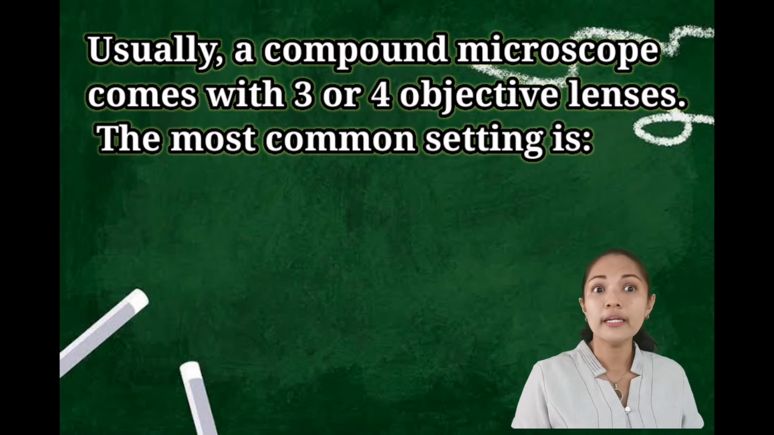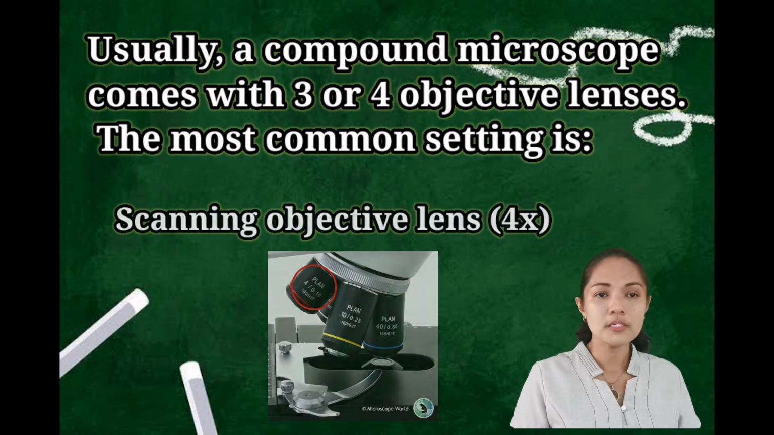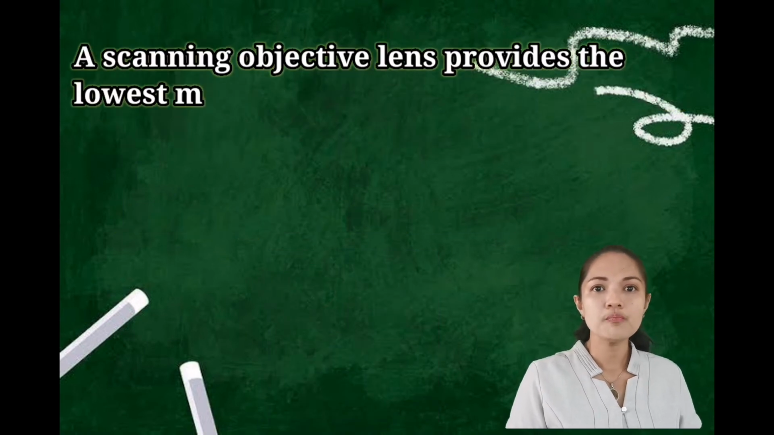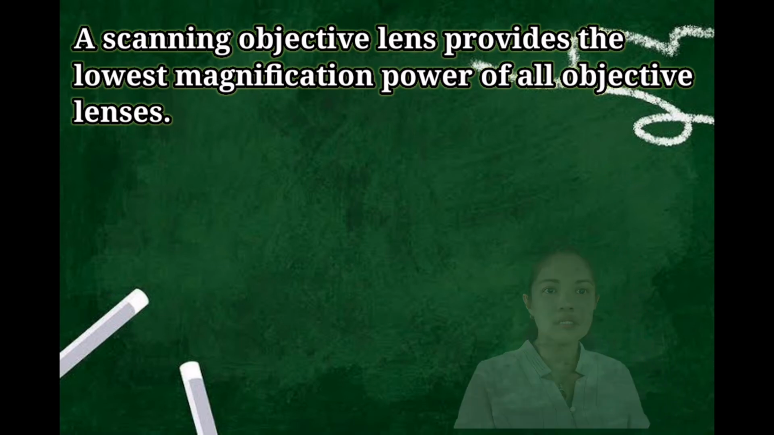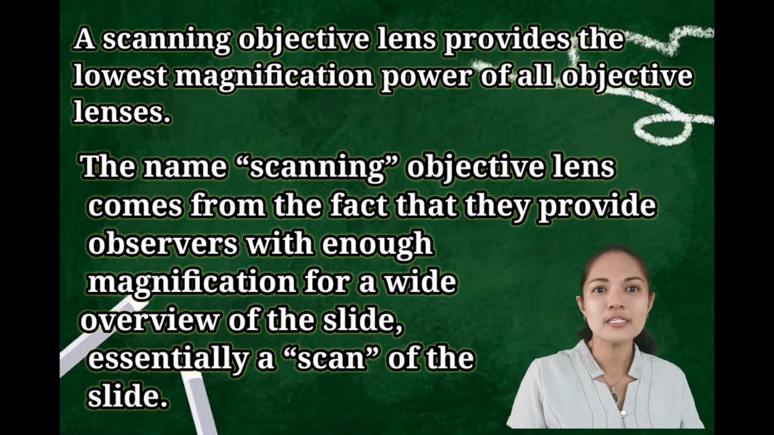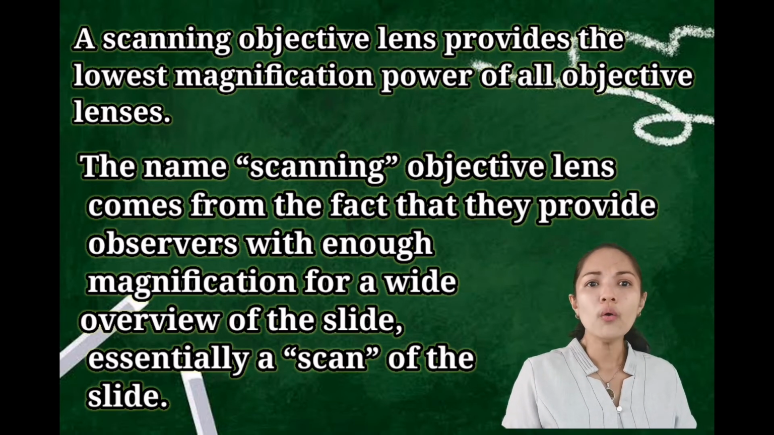The most common setting is the scanning objective lens, which is 4 times. A scanning objective lens provides the lowest magnification power of all objective lenses. It is called a scanning objective lens because it provides observers with enough magnification for a wide overview of the slide, essentially a scan of the slide.